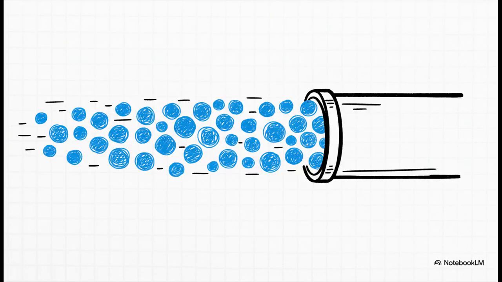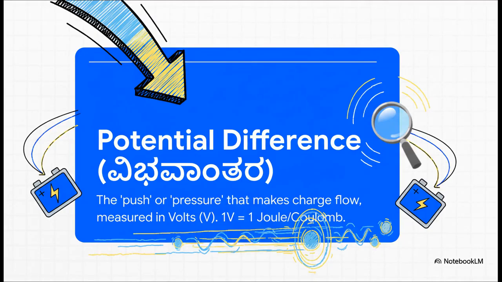And to make this really, really clear, let's stick with an analogy. Picture a water pipe. The electric current is basically the amount of water that's gushing through that pipe every second. So more water per second, that means a stronger current. See? Simple, right?